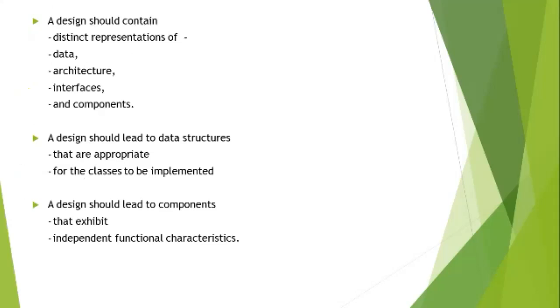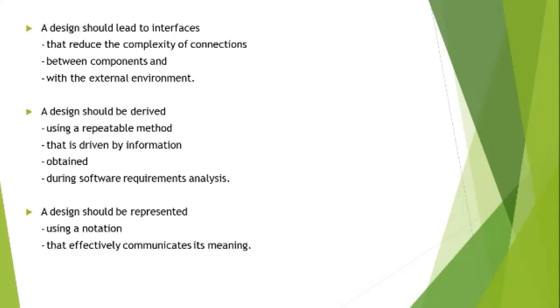A design should contain distinct representation of data, architecture, interfaces, and components. A design should lead to data structures that are appropriate for the classes to be implemented. A design should lead to components that exhibit independent functional characteristics. A design should lead to interfaces that reduce the complexity of connections between components and with the external environment.